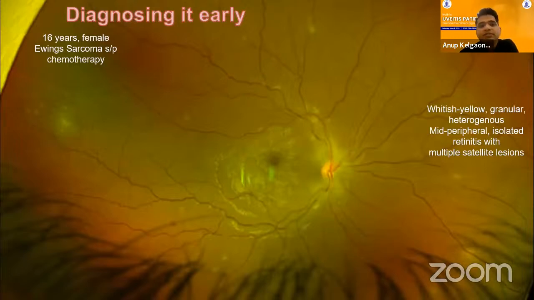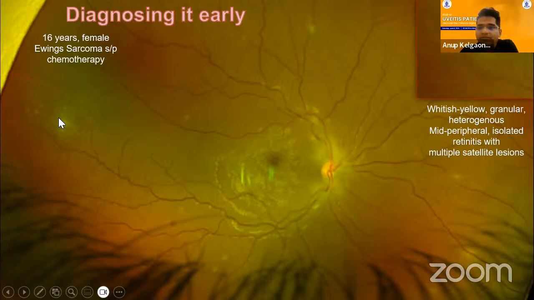She was a 16-year-old female and on chemotherapy. And you get to see here that in many places there is skip vasculitis in the mid periphery, and you have a focal lesion, a granular heterogeneous mid-peripheral region, which is an isolated retinitis in the center with multiple satellite lesions. This is kind of an early presentation of a viral retinitis. Many times after this mid-peripheral spread, the disease goes on to form either an ARN or a CMV retinitis-like picture depending upon what we are seeing.